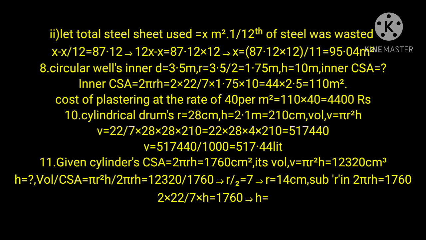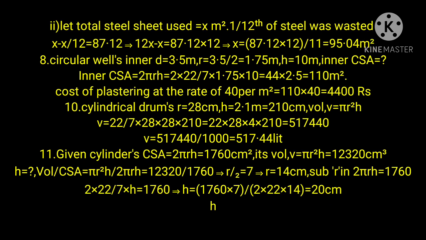Substitute R into 2 pi RH is equal to 1760. 2 into 22 by 7 into 14 into h is equal to 1760, implies h is equal to 1760 by 2 into 22 into 2 is equal to 20 centimeters. Therefore, height of the cylinder is equal to 20 centimeters.